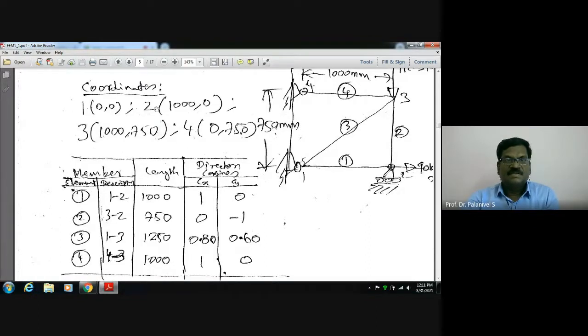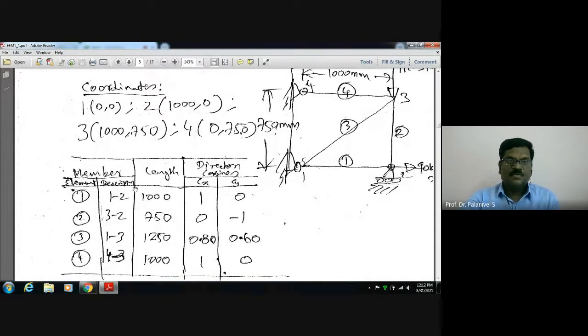See, what is the x coordinate for 2? 1000 minus 0, divided by the length of the member. That is x2 minus x1 divided by L to get the direction cosine. This x2 minus x1 will give you the member's projection on the x-axis. Y2 minus y1 is nothing but its projection on the y-axis. That is the meaning of it.